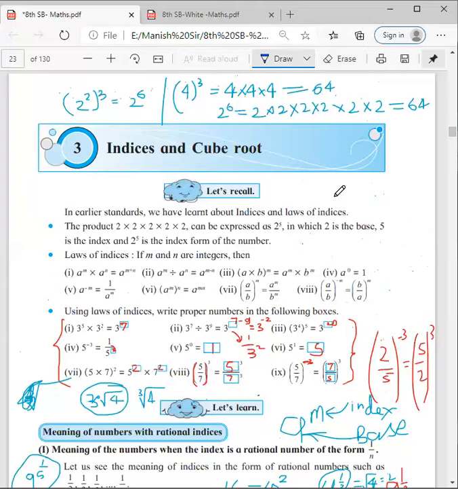How? See this. Let's say we have 2 by 3 raised to minus 5. The power is negative. If I want to convert that power to positive, we can interchange the numerator and denominator. So we can write 2 by 3 as 3 by 2, and that power minus 5 becomes plus 5. So this is the process, and this is also a law of indices.